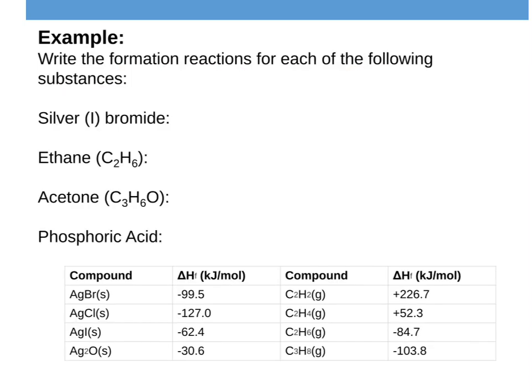You can use them. Now, what I want you to do is pause and take a moment here and write the formation reactions, like I did 2 slides ago, for silver bromide, ethane, acetone, and phosphoric acid. So I want to see what elements you need to combine to make each compound. So go ahead and pause and see what you can do.